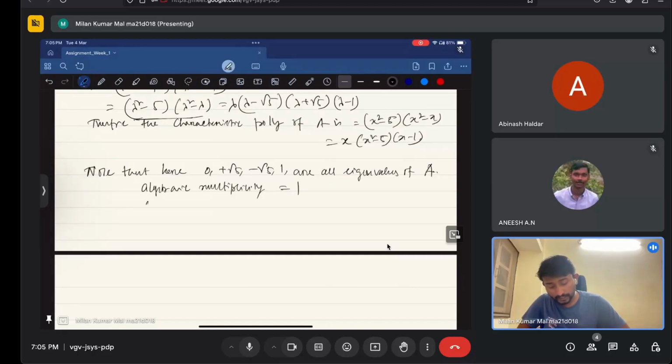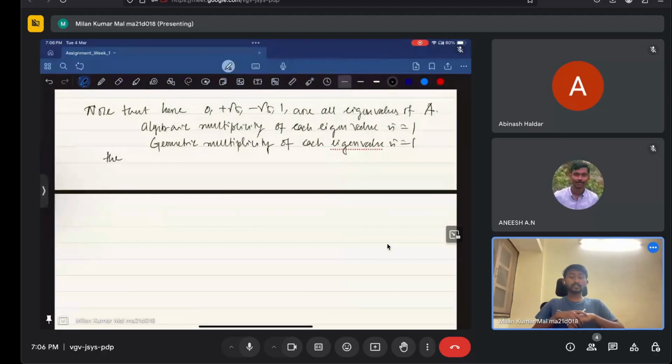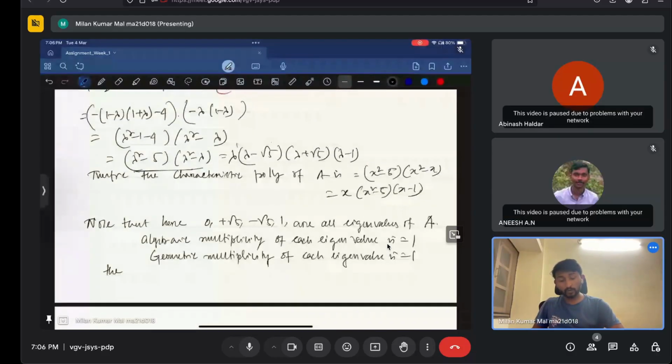So one can see that corresponding to each eigenvalue the algebraic multiplicity is equal to 1, and the geometric multiplicity of each eigenvalue is equal to 1. So algebraic multiplicity is equal to geometric multiplicity. Algebraic multiplicity is 1 because each power is 1 here clearly. Okay, why is the geometric multiplicity 1?